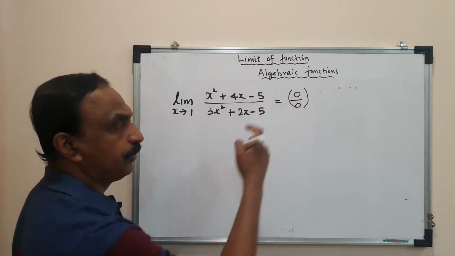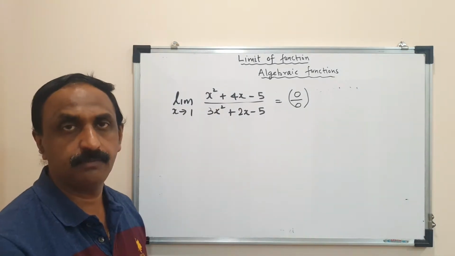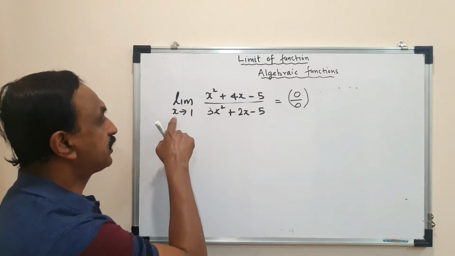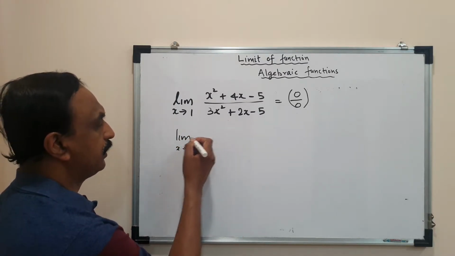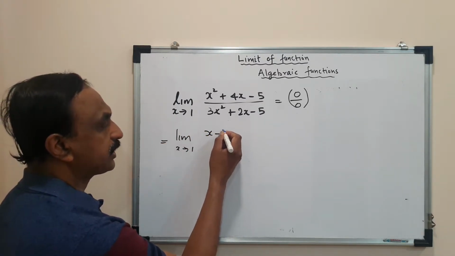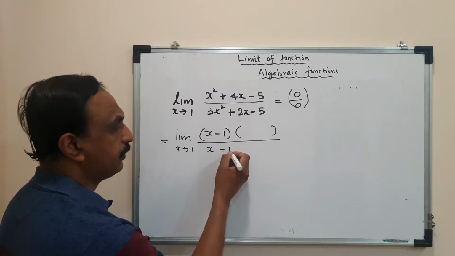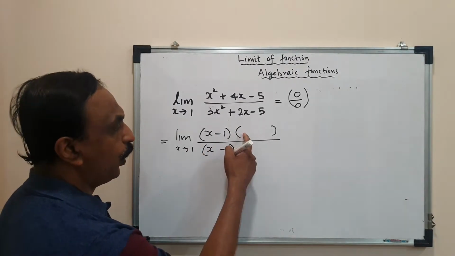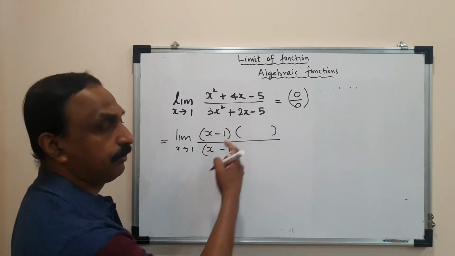Whenever we get 0 by 0, the numerator and denominator will have a common factor, and the common factor will be nothing but x minus 1. X is tending to 1, so the common factor will be x minus 1. So I can write this as x minus 1 into something divided by x minus 1 into something. When I open this, it's a quadratic function.